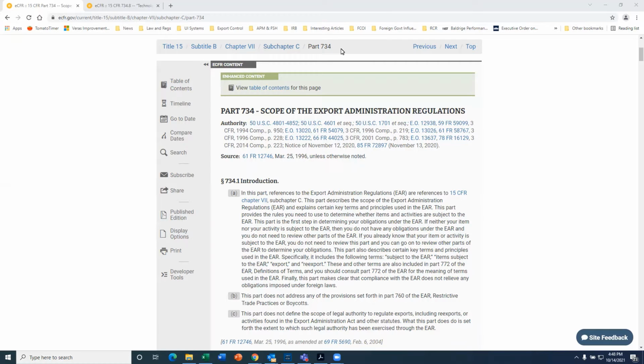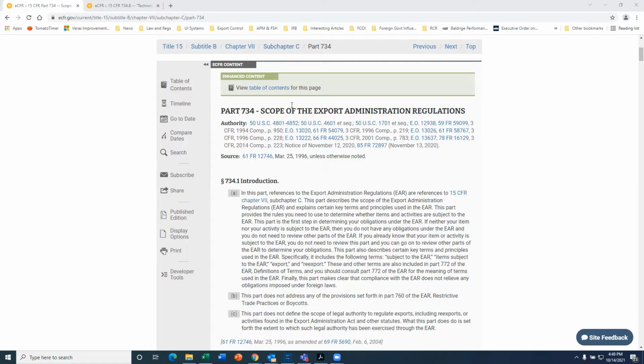There's a carve-out for the State Department, which handles the ITAR, the International Traffic in Arms Regulations. There's a carve-out for the Treasury Department to handle its sanctions programs. And you'll also see there's a big carve-out for fundamental research. So we'll show you how you get to that point in this scope of the Export Administration Regulations. We'll talk about the carve-outs, and then we'll explain further how the fundamental research exclusion works.